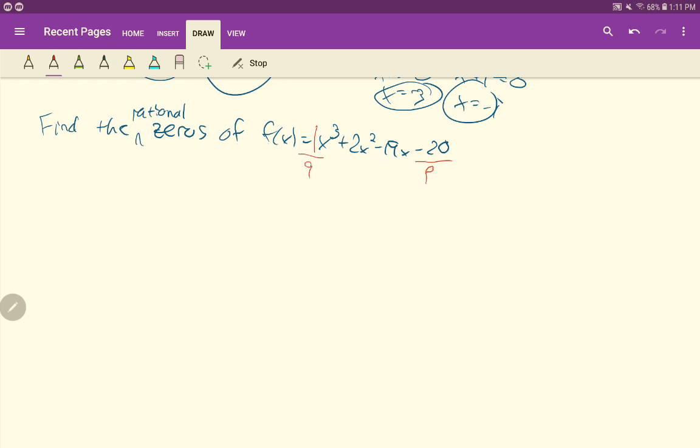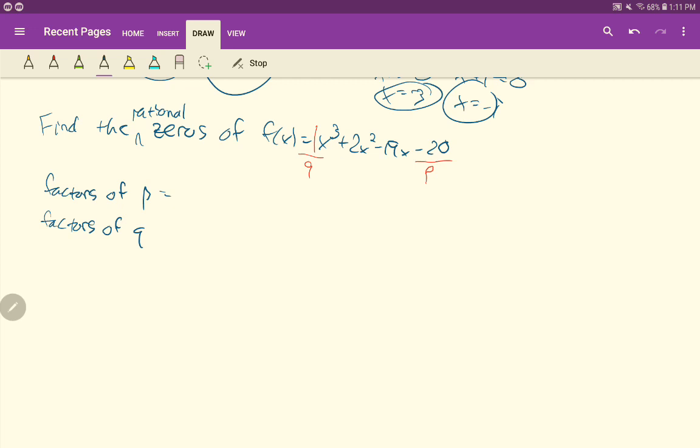Actually, before I get to the rational zeros, let's identify the factors of p, and we'll talk about the factors of q. So what are all the numbers that divide 20? Go ahead and pause the video right now and think about all the numbers that evenly divide 20.